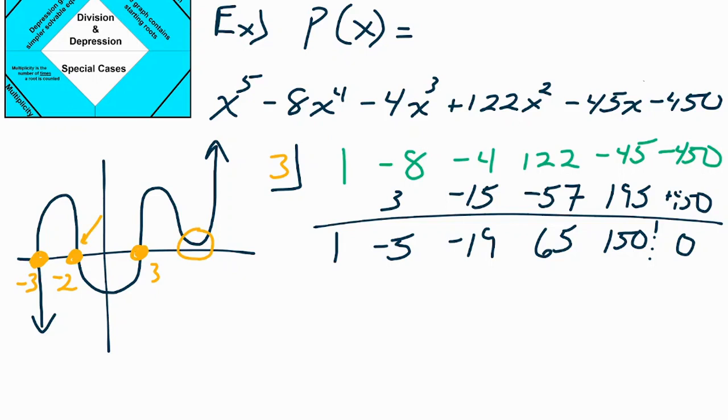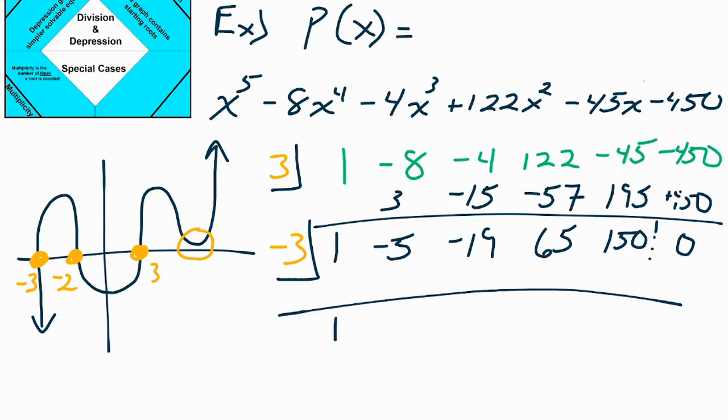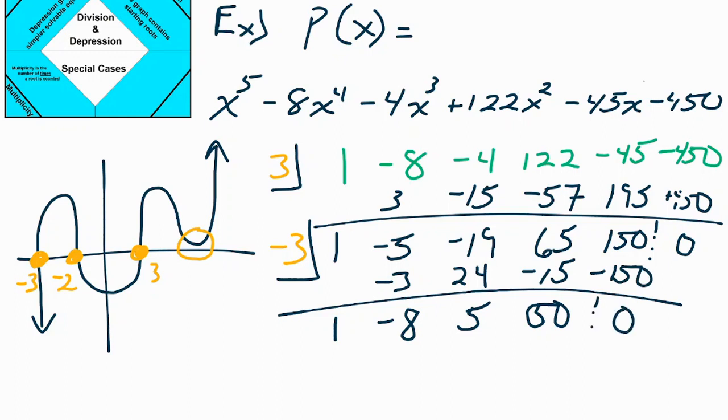I'm going to move over to -3, honestly, just so you guys realize that I could pick any one of the roots. Now, I don't want to recopy a bunch of stuff, so I'm just going to write -3 beside my depressed numbers, and I'm going to divide again. So bring down the 1, multiply and get -3 so that you can add to be -8. Multiply to be 24, add them to be 5, multiply to be -15, add them to be 50, and one more time the beloved remainder of 0.